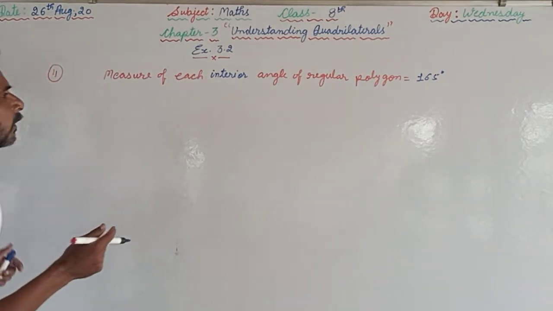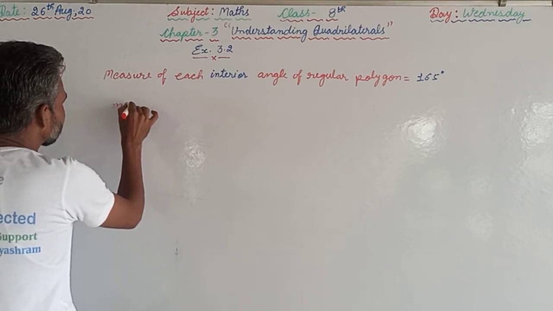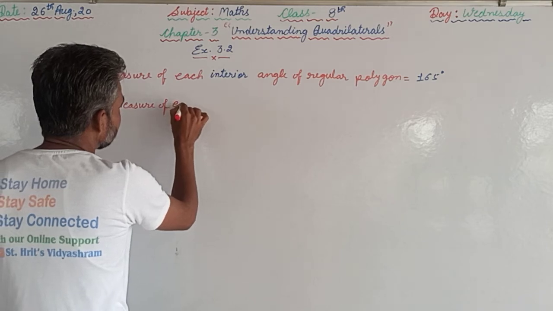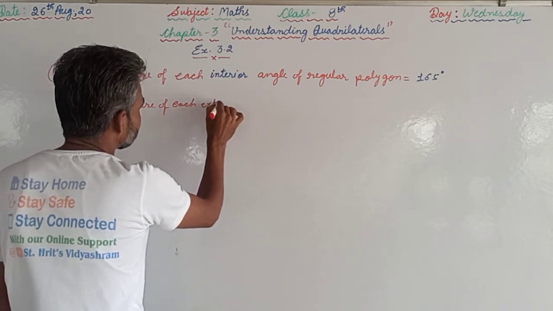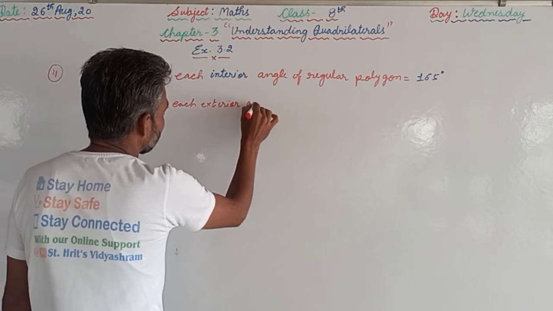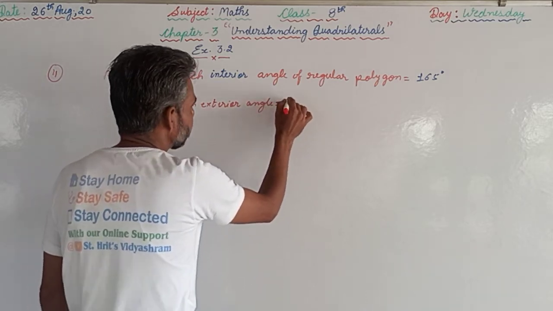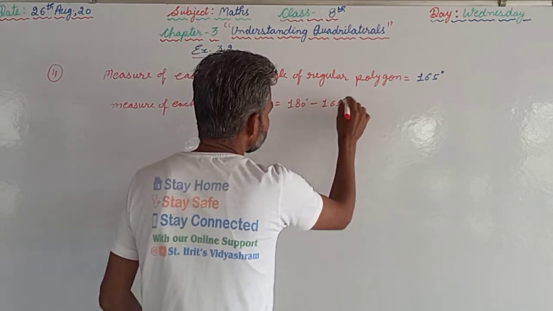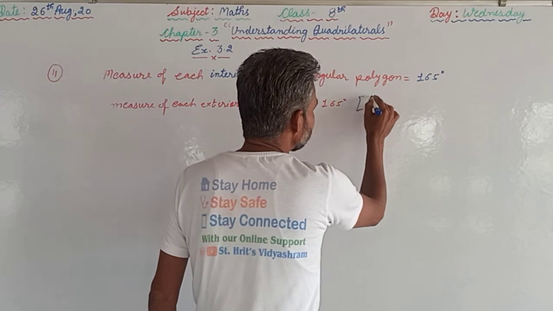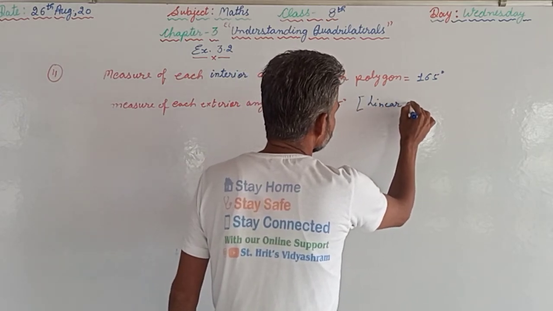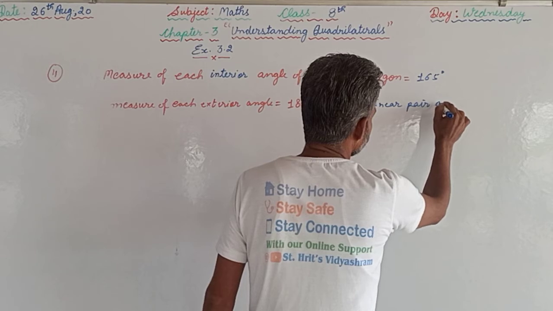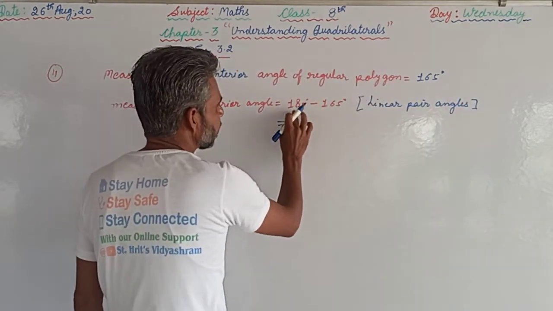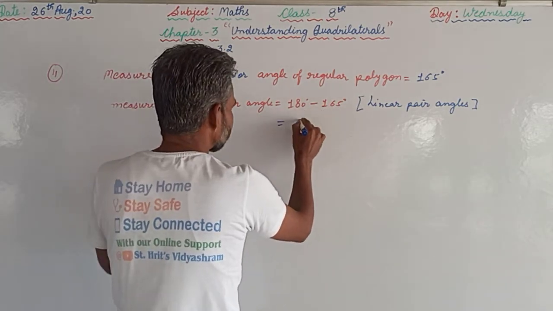So using that interior angle of the regular polygon, we can find out the exterior one, because both will be linear pair angles. So the measure of each exterior angle will be equal to 180 degrees minus 165 degrees, because these will be linear pair angles. From here we got 180 minus 165, that is 15 degrees.